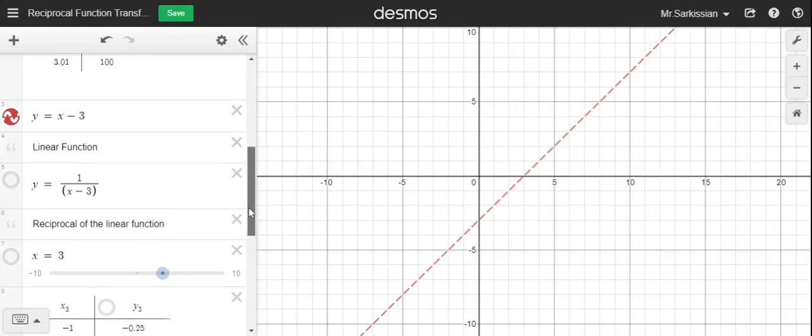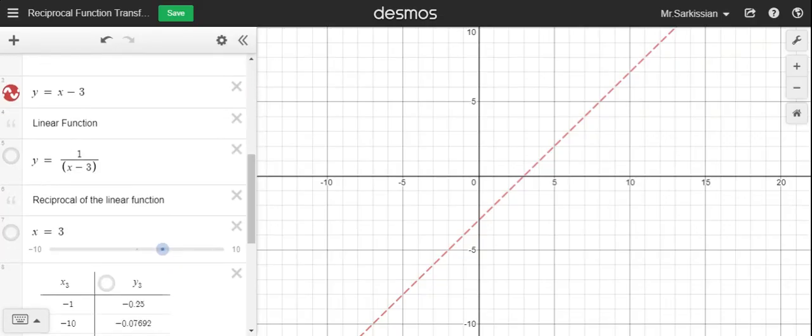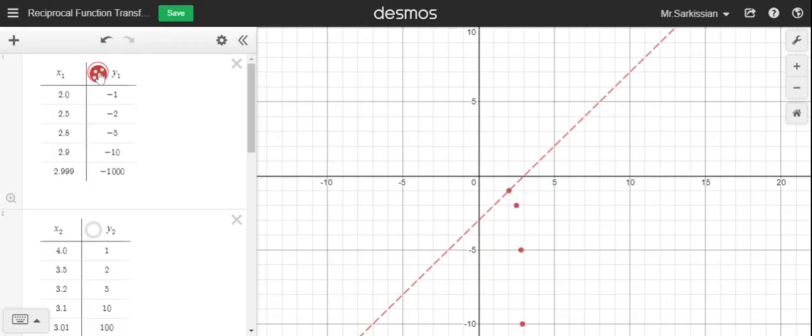Now, let's see first of all how the graph looks. So we are going to use a table of values. I've selected here some x values. So x is 2, 2.5, 2.8, 2.9. And we can plug them into the reciprocal function 1 over x minus 3 for x, and then evaluate the values of y. And if you do so, you end up with a whole bunch of points. For example, here we have this point with x coordinate of 2, y coordinate is negative 1. And then we have 2.8, negative 5. And then we have 2.9, negative 10, and so on and so forth.